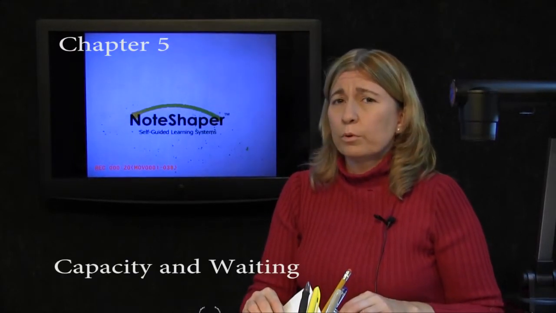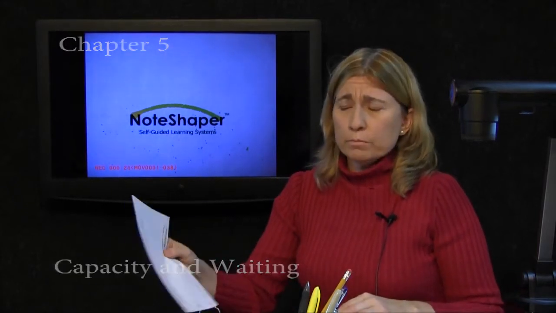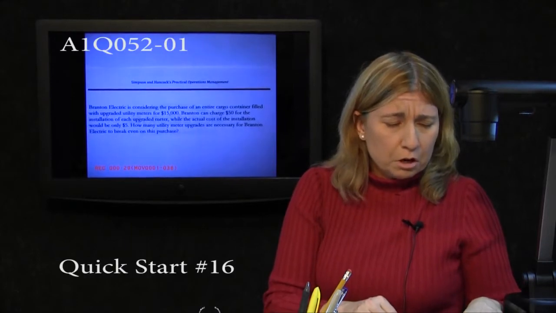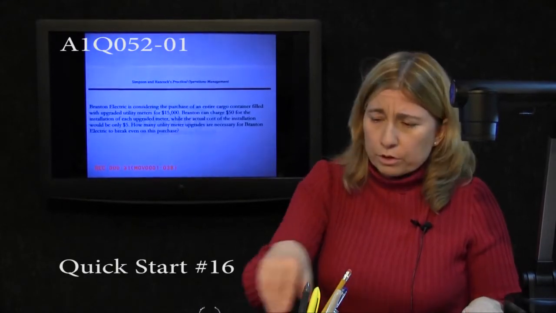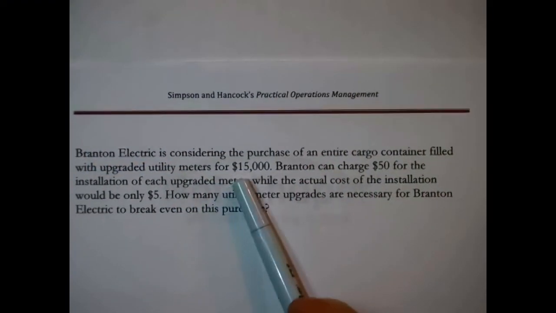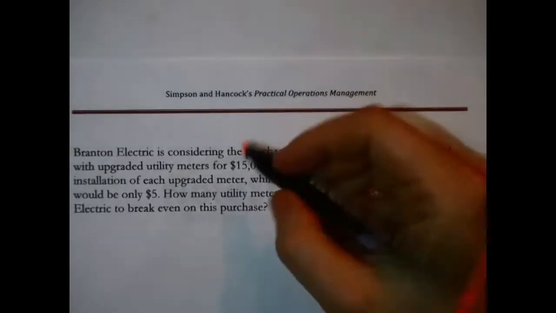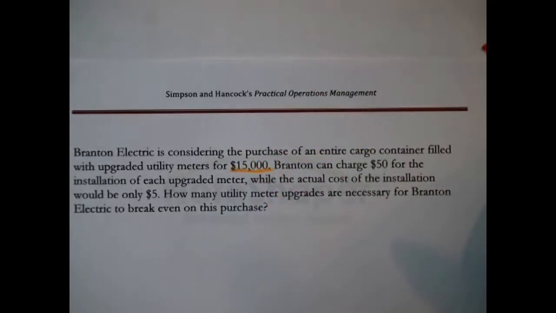Calculating a break-even point is essentially using the break-even formula. This particular problem is a really good example of that. Branton Electric is considering the purchase of an entire cargo filled with upgraded utility meters for $1,500. I know that's a particularly important piece of information. We'll talk about what we're going to do with it in a second.